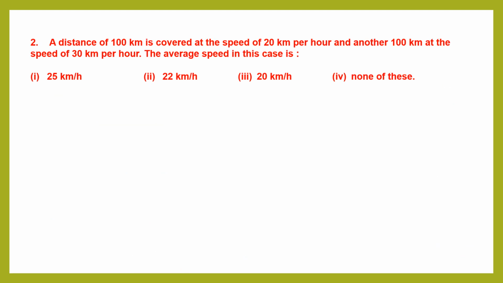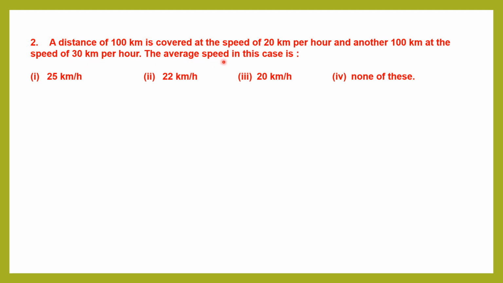Question 2. A distance of 100 kilometers is covered at the speed of 20 kilometers per hour. So this is the first distance, 100 kilometers, and the first speed, that is 20 kilometers per hour. And another 100 kilometers at a speed of 30 kilometers per hour. So this is the second part of the journey, the distance, and this is the second speed.